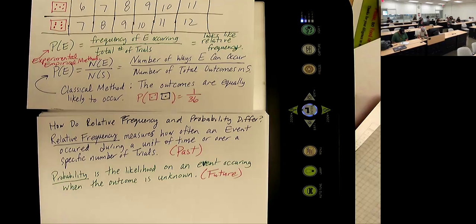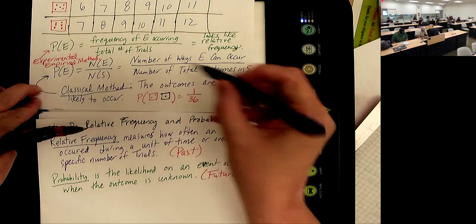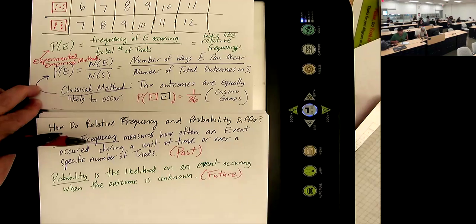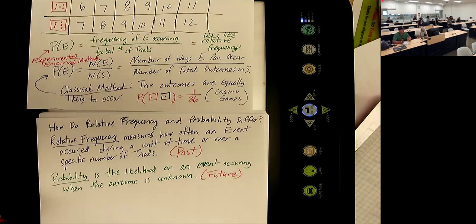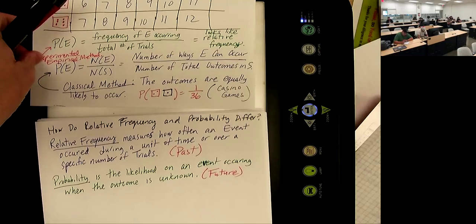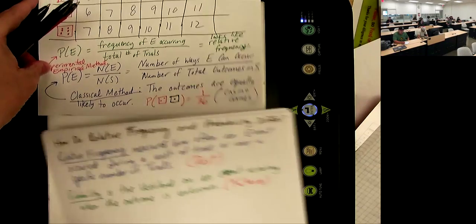This thing where I said classical method here, almost every single casino game is based off this. Casino games with dice and cards are based off this. Not if they have a betting track, or they're betting on horse races or football, that's different. That's got unknown variables in it, but games with dice and cards are all determined with the classical method.